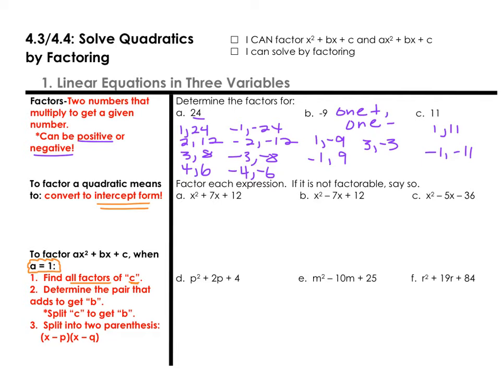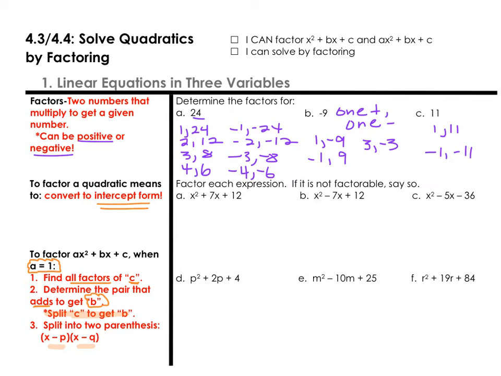With all those factors possible, determine the pair that also add to get the b value in the middle. So a common phrase used for this is split the c value to get the b value. Split c to get b. What that means is we split c into factors that add to get b in the middle. Once you know your two factors that multiply to get c and add to get b, we divide it up into two parentheses into that intercept form. We'll have our x minus p and our x minus q.